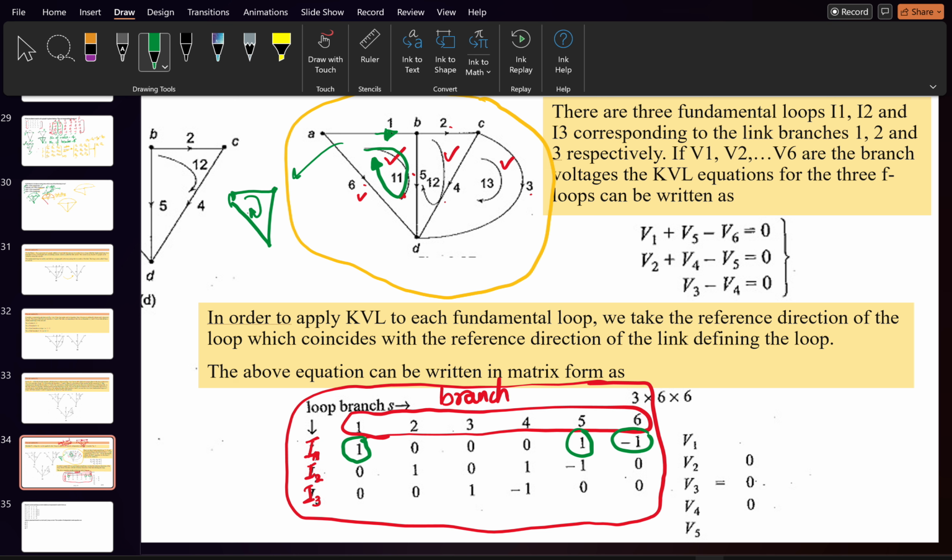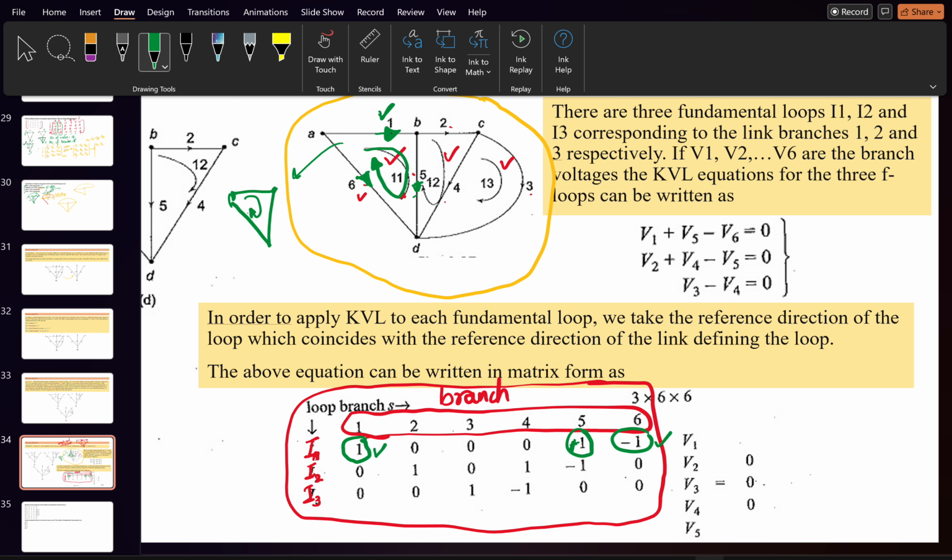So see the branch one. Its direction is similar to the loop current, so we have given plus one here. If you see this fifth branch, it is also same. That's why we have given the positive one here. What about the sixth branch? Its orientation is opposite to that. So that's why we have given minus one here.